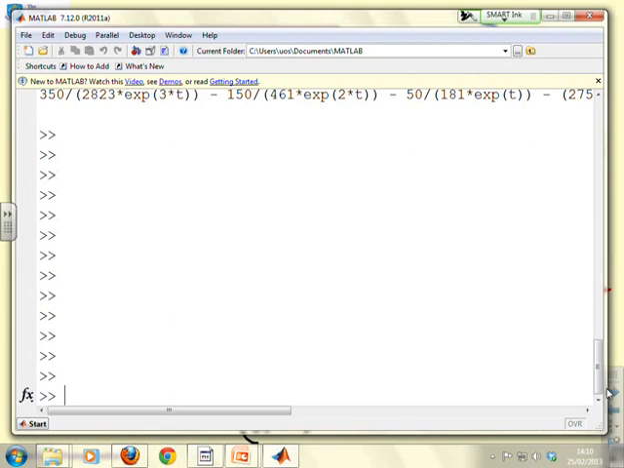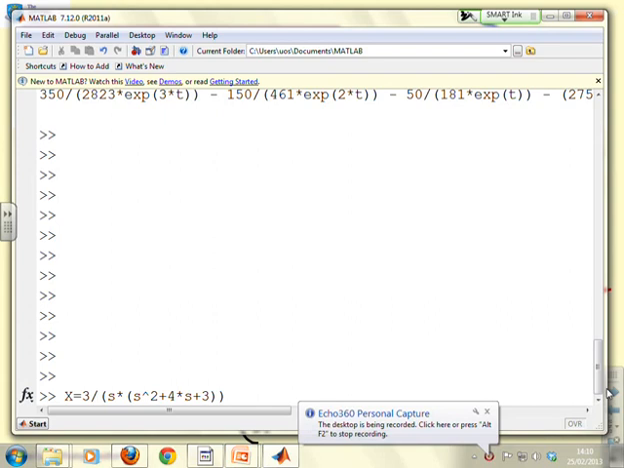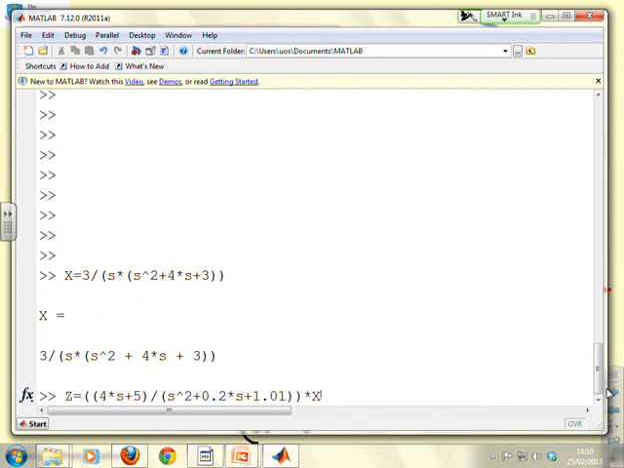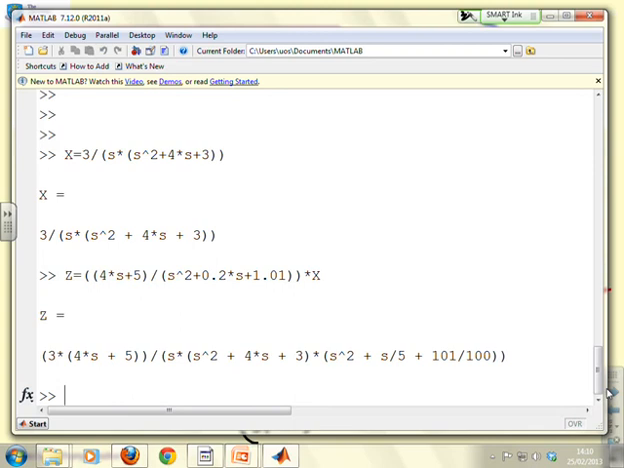I'll just find MATLAB, so there it is. So first of all, I'm going to enter x. So there's the expression for x. You can see 3 over s times s squared plus 4s plus 3. That's x entered. Now I'm going to enter z. So there's z. You can see it's 4s plus 5 over s squared plus 0.2s plus 1.01 all times x. So there's z defined. It's beginning to look a bit messy.